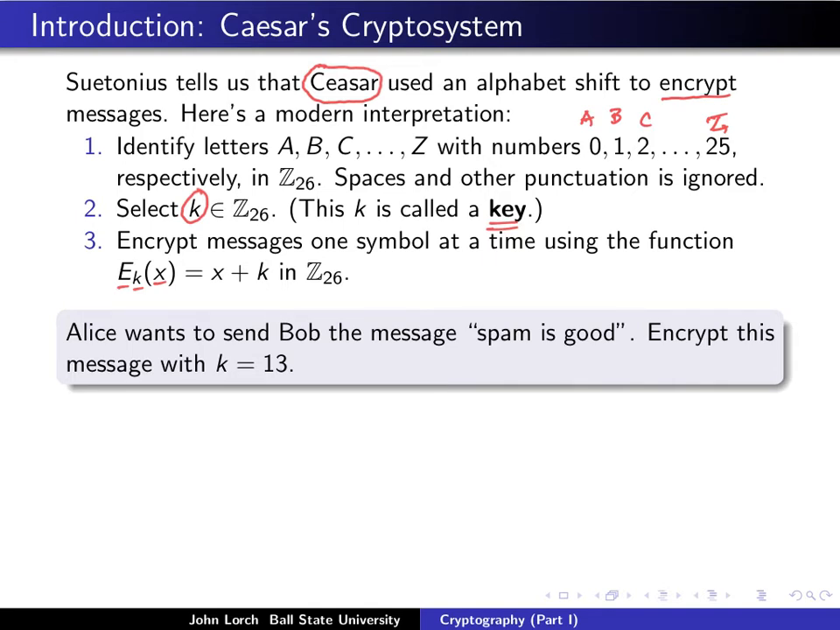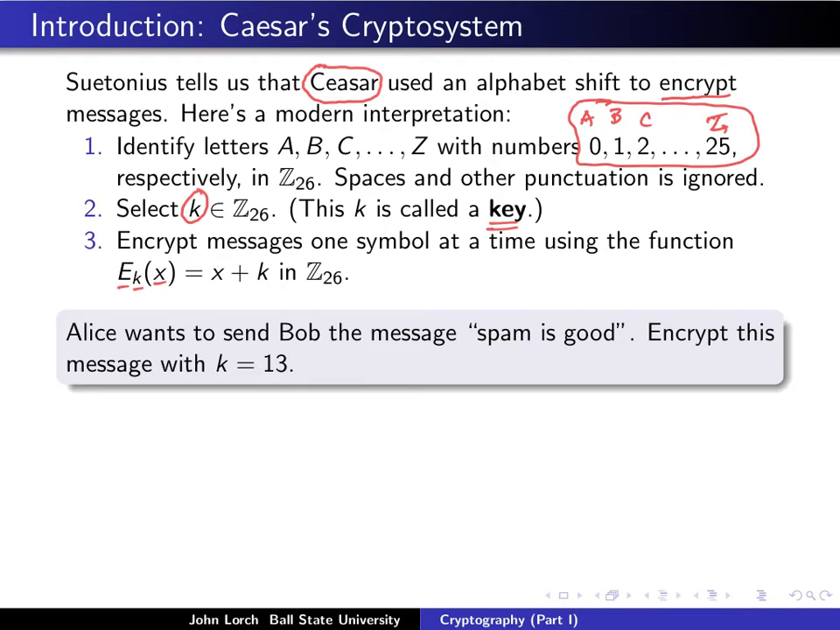All right, so here we have a task before us. We have Alice sending messages to Bob. So Alice wants to send the message "spam is good" to Bob in encrypted form, and we want to encrypt this message with K equals 13. So what I would recommend that you do before you try doing any encryption here is to write a little table like what I started here that gives all of the letters in the alphabet corresponding to their number in Z26. That will be a useful thing to have around.